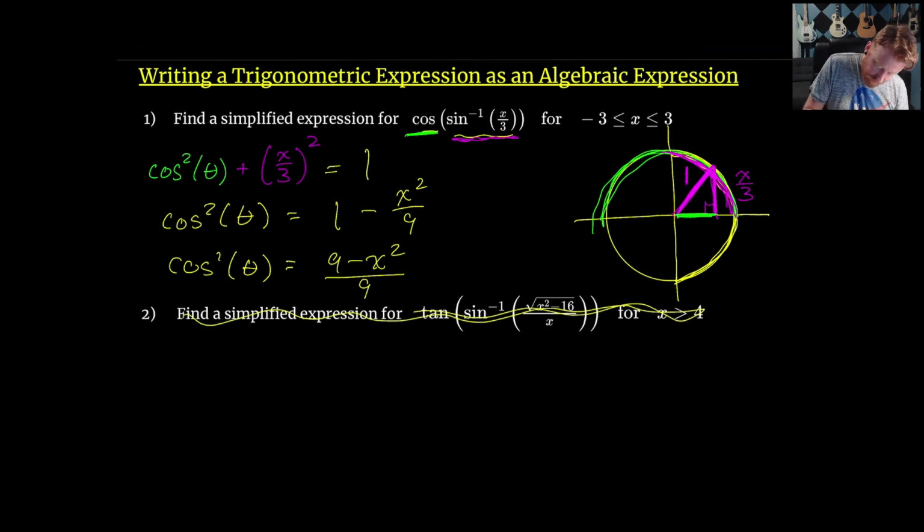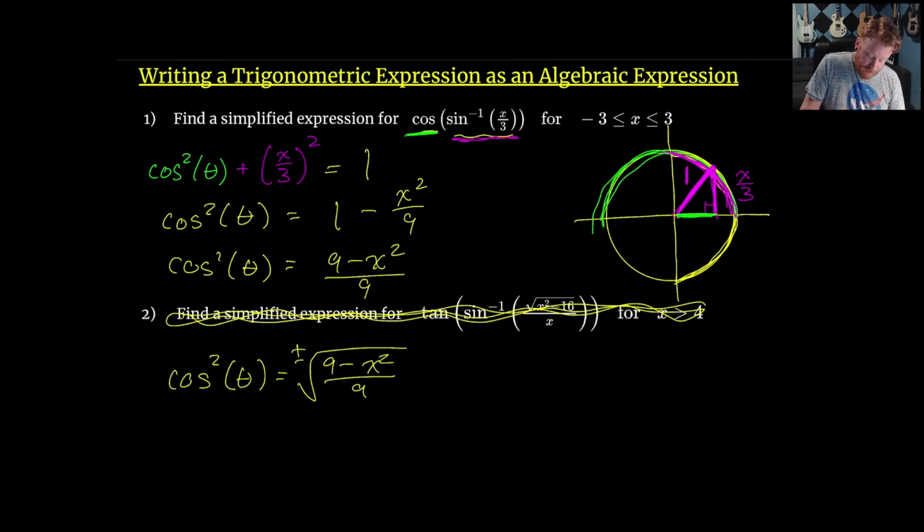Ignoring this for right now, we're going to see this one on the next page. I just forgot to delete it. We'll take the square root of both sides. We'll get that the cosine squared of theta is equal to the square root of 9 minus x squared all over 9, plus or minus. And then, oh, I didn't mean to write my squared there.